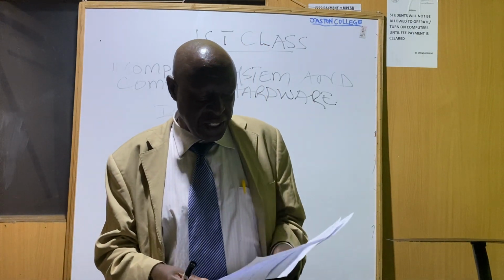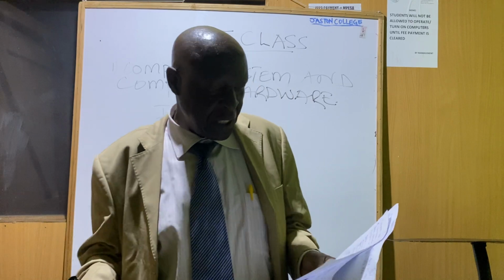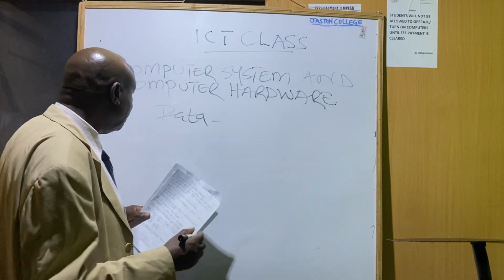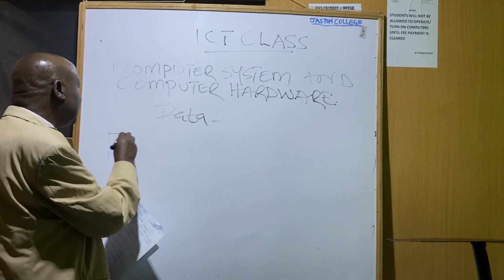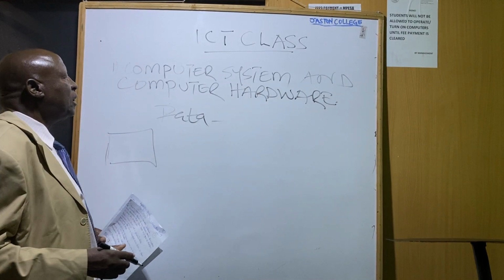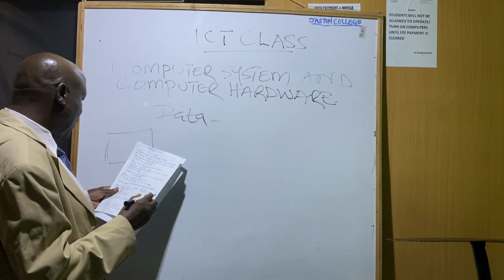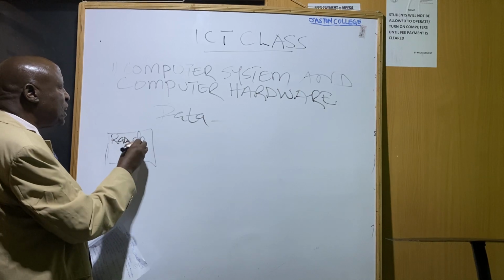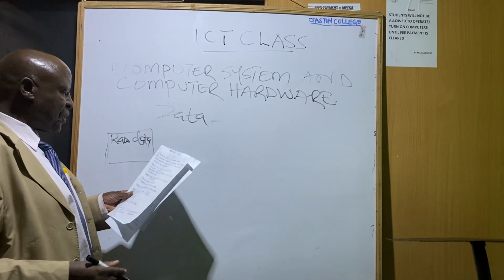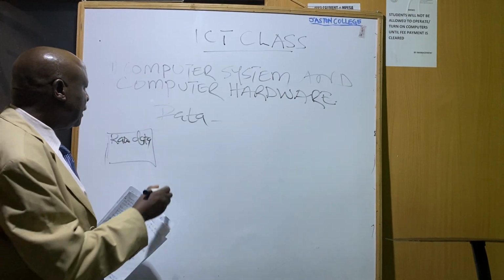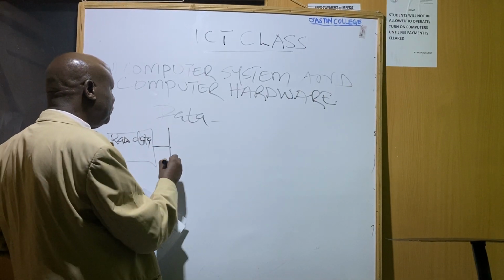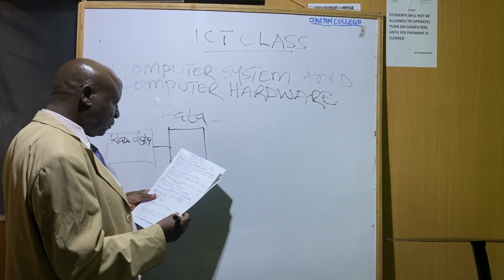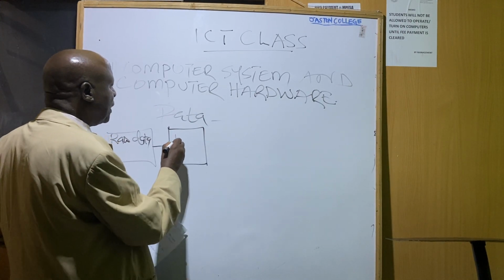So I can draw a block diagram here. We have raw data. Raw data means data that has not been processed. Thereafter, if it is put in a computer, we come to input.